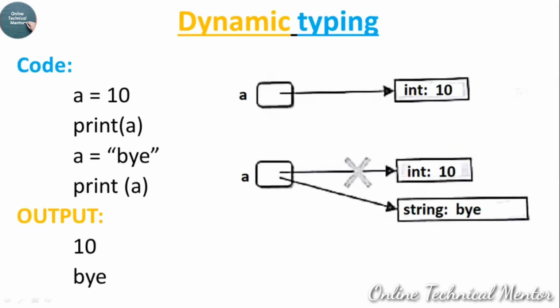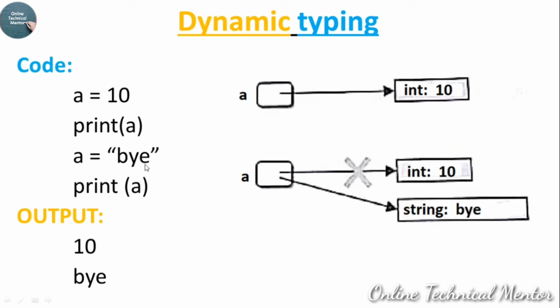Next, dynamic typing. That means the type of the variable will change according to its value. When you assign 10 to a, that means a is pointing to an integer 10. If you write print a, it will print 10 in the output. Again, when you assign the string 'bye' to this variable a, that means a is now pointing to the string value 'bye'. So when you print a, you will get bye. So you can point the same variable to different types of values.